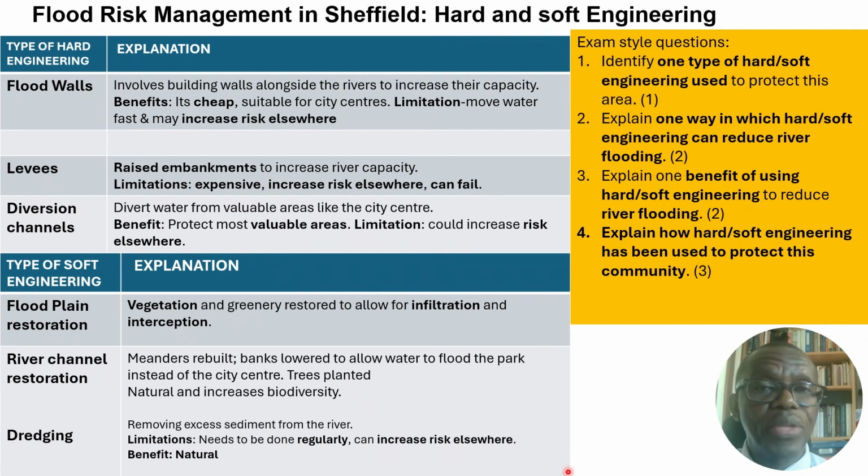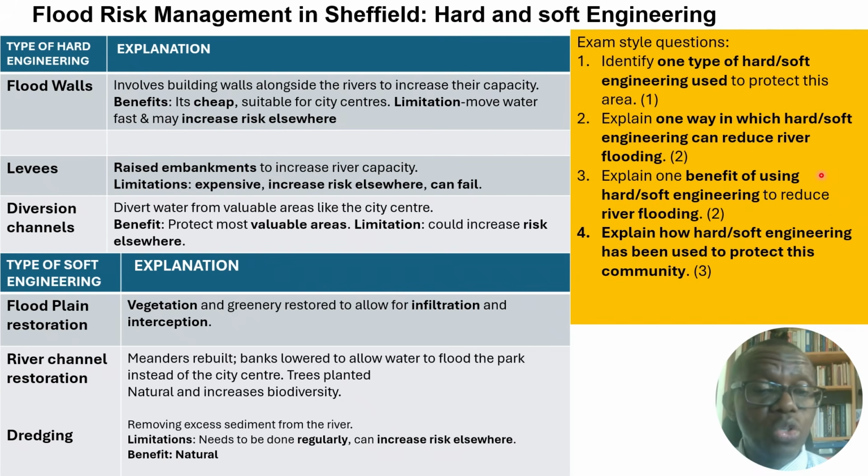So the second soft engineering method here that we are going to talk about is river channel restoration. And when talking about river channel restoration, we are talking about meanders being rebuilt, for example. And we know that if meanders are rebuilt, it means that the water will have to go through a bend in the river, and therefore the velocity of the water is going to be slowed down, which then means that the risk of flooding is going to be lower as well.